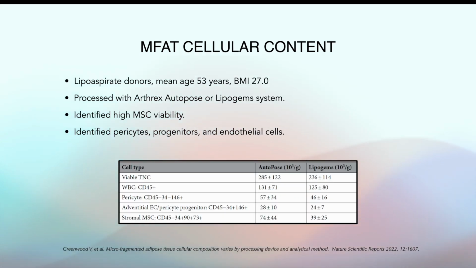The cellular content was characterized in this study where healthy donors, average age 53 years, had their tissue processed with either the Arthrex Adipose or the Lipogem systems, and they were able to show very high MSC viability, as well as characterize how many pericytes, progenitors, and endothelial cells, as well as others, were in the final MFAT product.